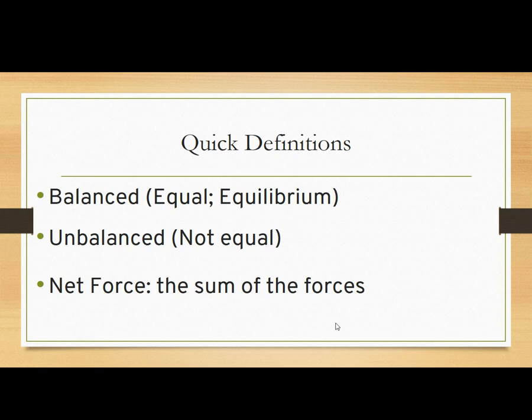So balanced versus unbalanced. These are the words that you have seen before. When we see something that's balanced, that's equal. And if it's unbalanced, it's not equal. Another term that you will see is net force. And that's just us adding the forces that are acting on the object.